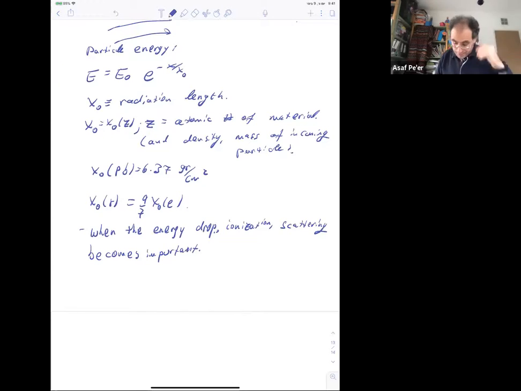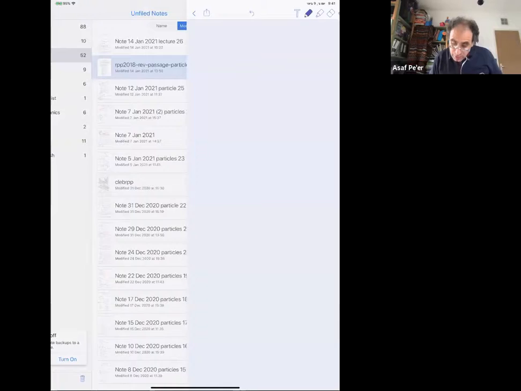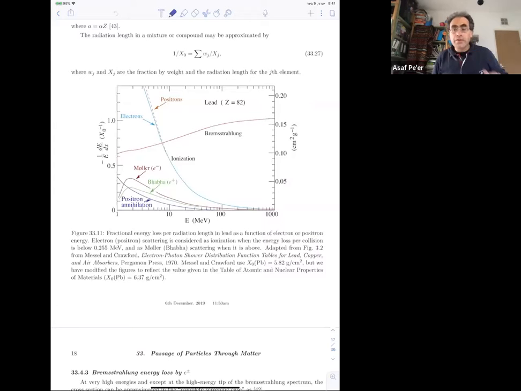So I put down maybe from the Particle Data Group. Let's put this one. There it is. This is from the PDG, which I just downloaded a few minutes before the class. I went to the PDG to check. You see here the fractional energy loss per radiation length in lead as a function of the electron or positron energies. So you see that there are various processes and you get the characteristic energy loss, x0 to the minus one here. Okay, so that 6.37 is roughly right. It's the opposite in units.